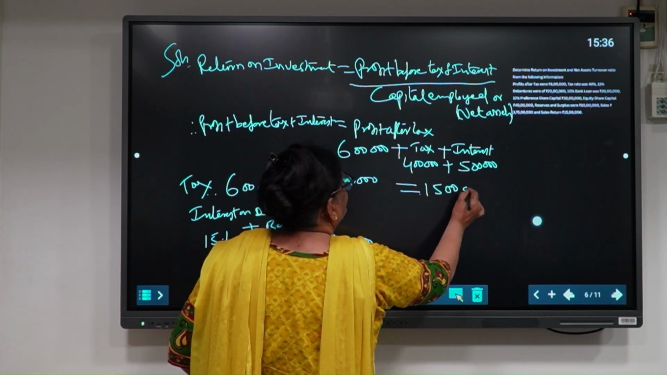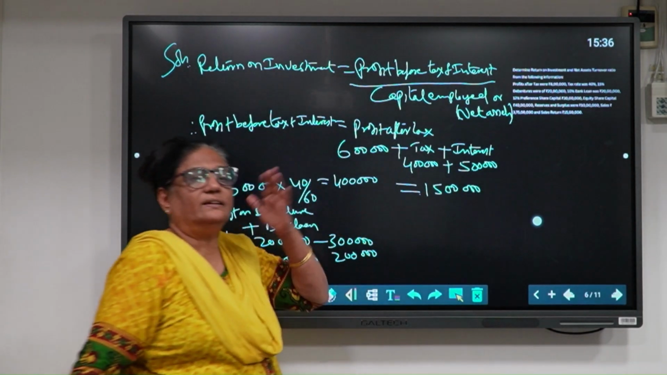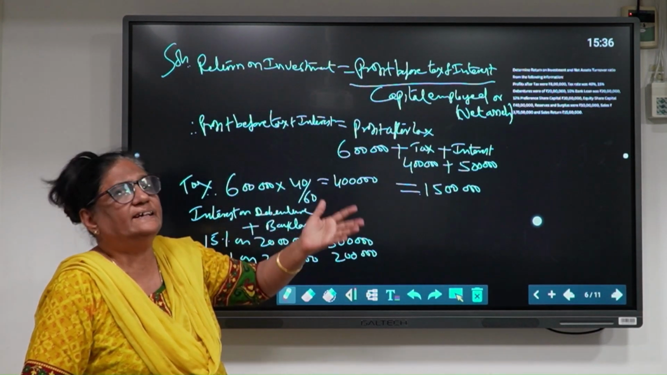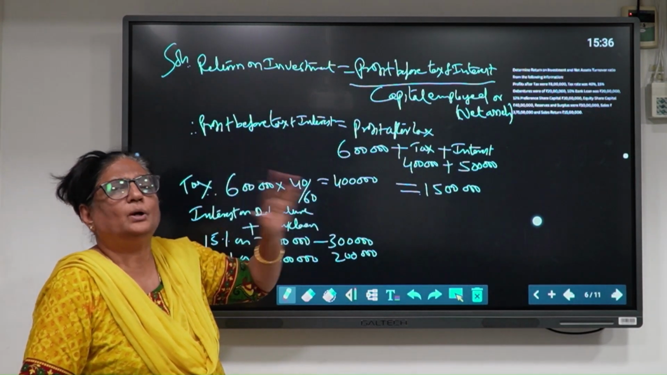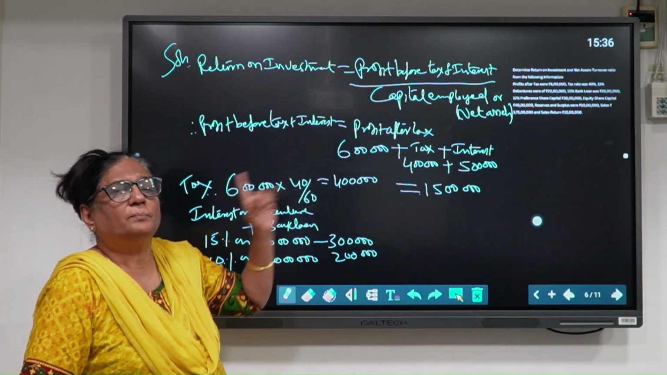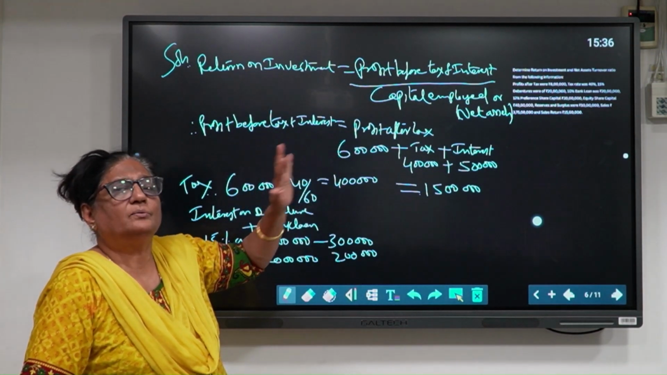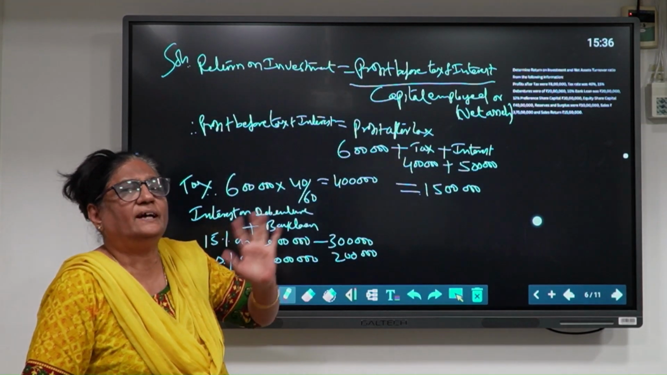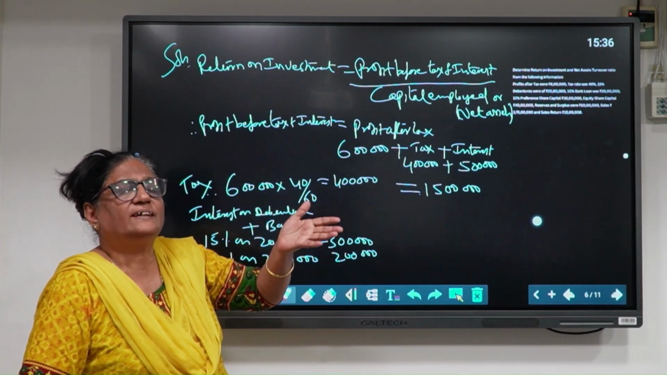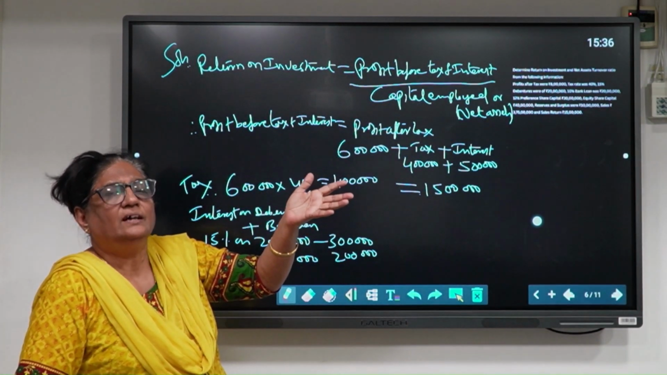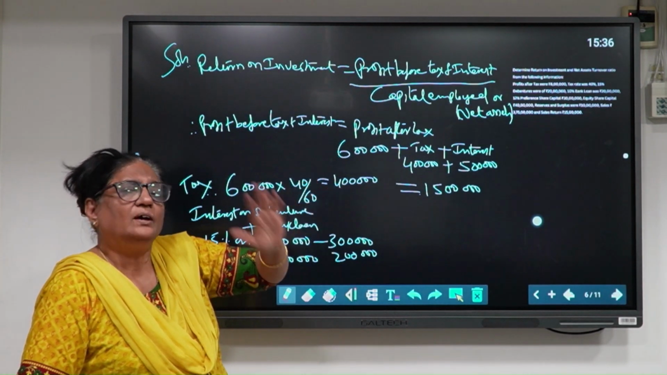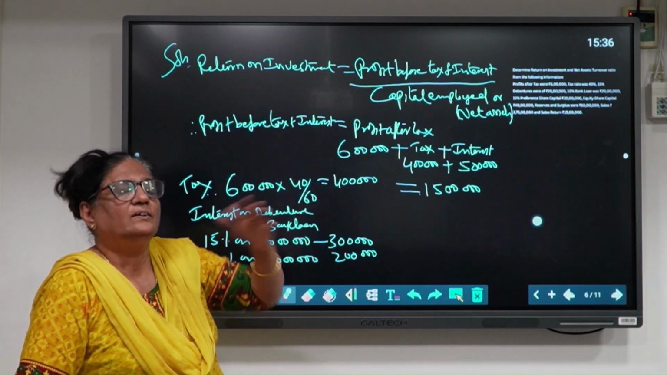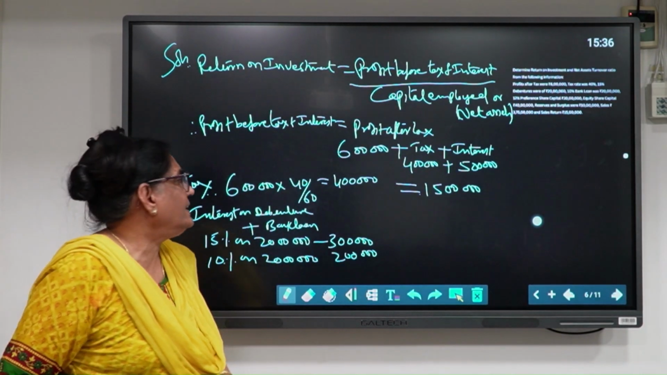Understood this calculation? So return on investment is profit before tax and interest divided by capital employed or net assets. Since profit after tax was given and tax was 40%, we use 40 divided by 60, not 40 by 100. If profit before tax were given, we would have found the tax differently, like profit before tax less your tax. When I am teaching company accounts, I will make it very clear to you.